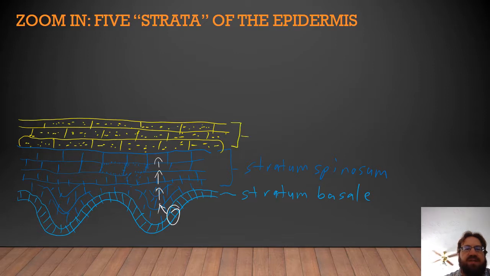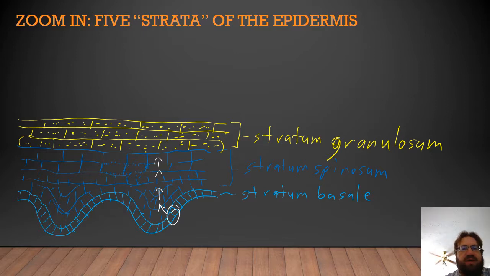And so this is known as the stratum granulosum, for all of the granules of keratin that are starting to build up in these cells.